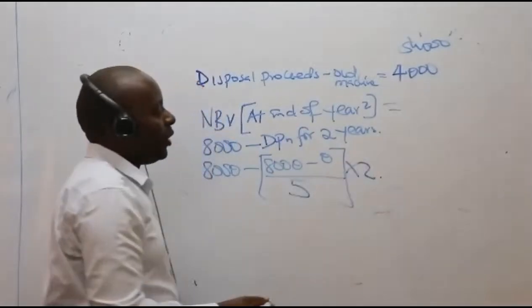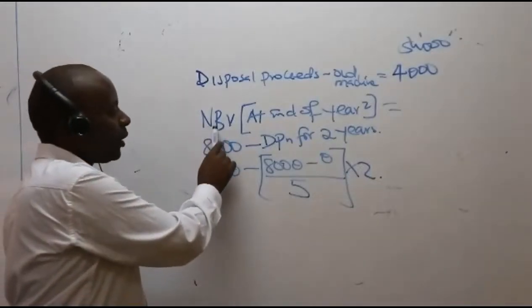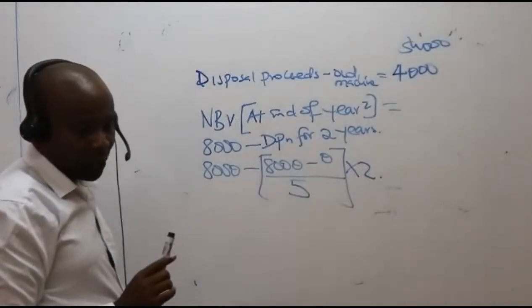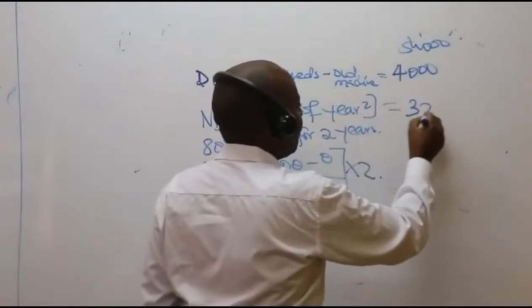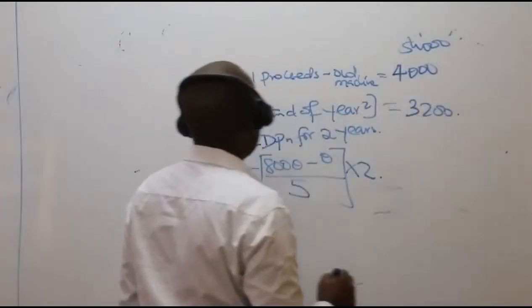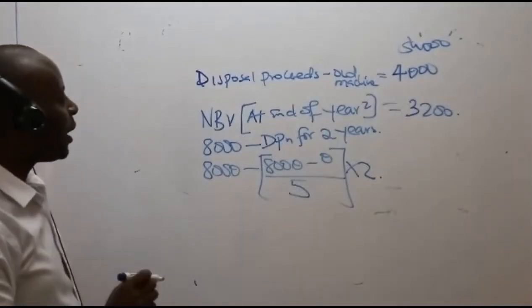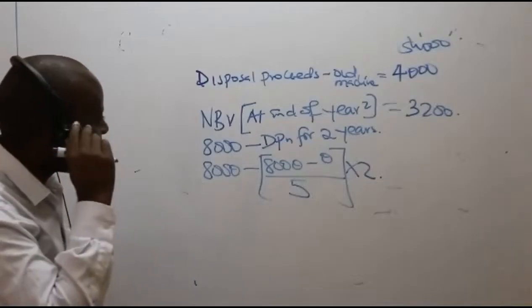So is there anybody who is able to give me, ladies and gentlemen, the net book value of this particular old asset at the end of year 2? At the end of year 2, Olivia tells me it is 3,200.